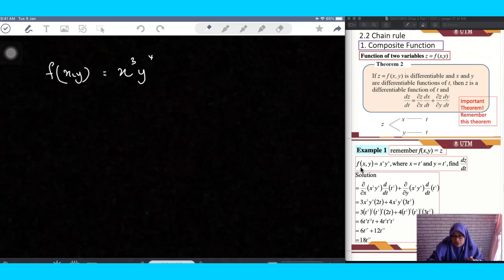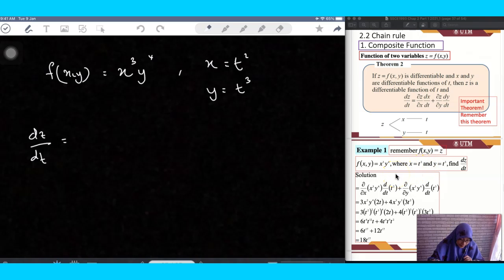Okay, so that is your function provided. Your function is in terms of x and y, but then your x and y are in terms of a single parameter t: x is t squared, and y is t cubed. So the question is asking for dz over dt. This method is called the chain rule. So the application here is this one. You want to solve this by using the chain rule.